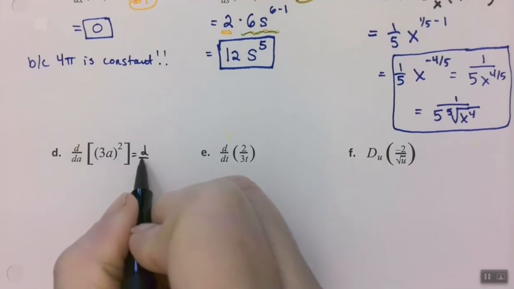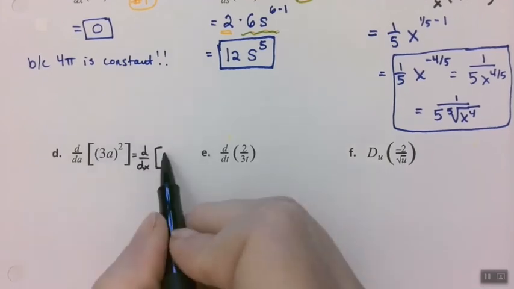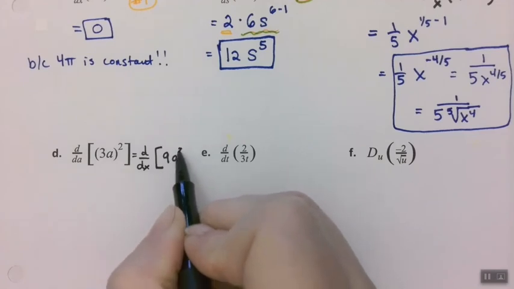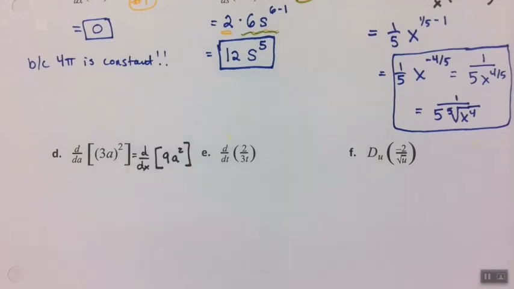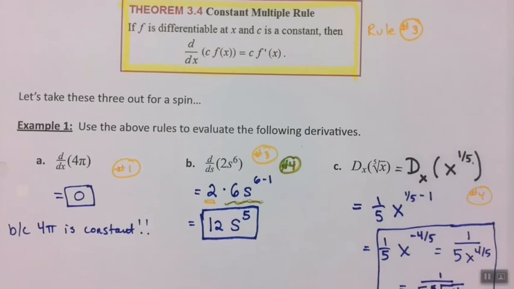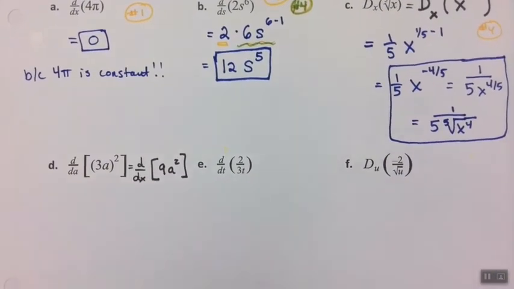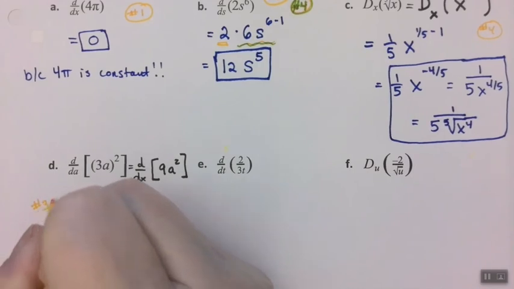Then I'm going to take the derivative with respect to x of, I'm going to rewrite this. This is 9a squared because 3 squared is 9. So now I'm going to take that derivative and I'm using rule number, well, it's number 3 and 4 again. Oh, and by the way, this one up here was just number 4, rule number 4. I only use the power rule here. But this one down here, I'm going to use rules 3 and 4 again. So number 3 and number 4.